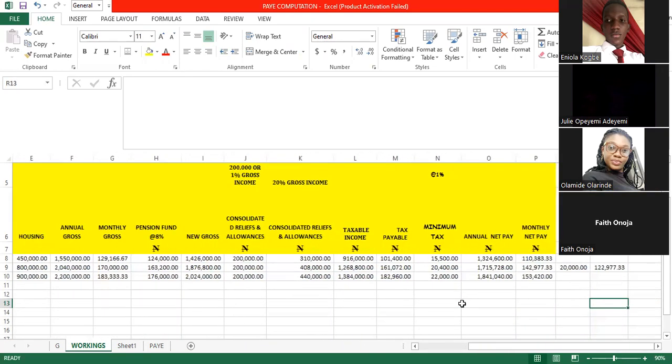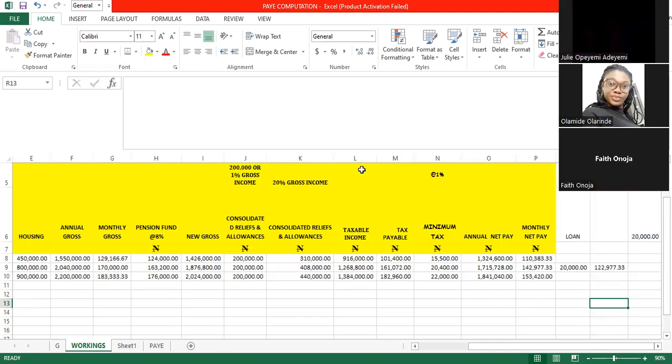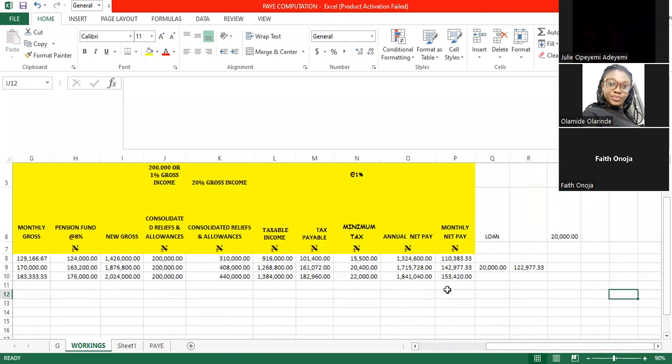So all those ones, they are just 1%. They are 1% on the gross income. So I can just calculate that here, but that one is not always every month. It's just on gross income, annually. So you can be deducting it every month.